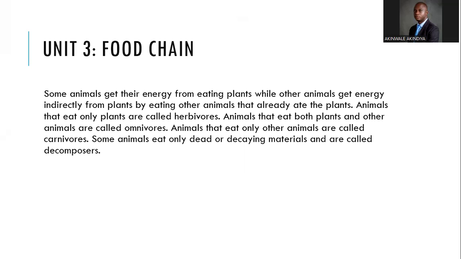Animals that eat only plants are called herbivores, like elephants, for example. Animals that eat both plants and other animals are called omnivores, like pigs. Animals that eat only other animals are called carnivores, like lions. Some animals eat only dead or decaying materials and are called decomposers.